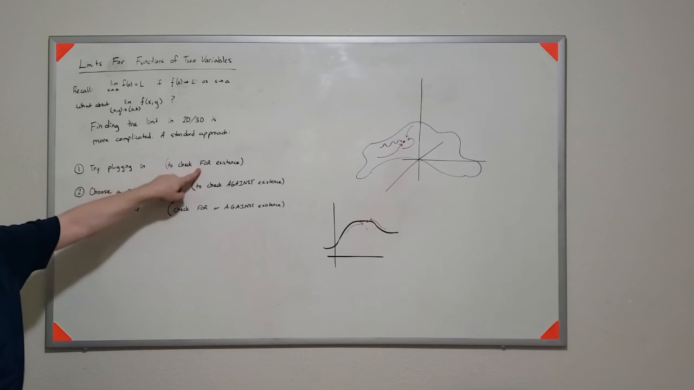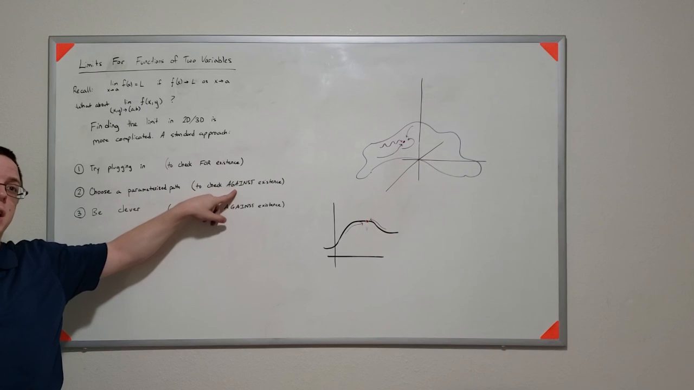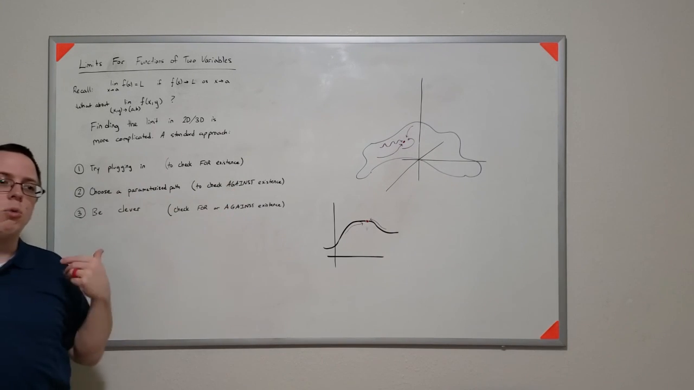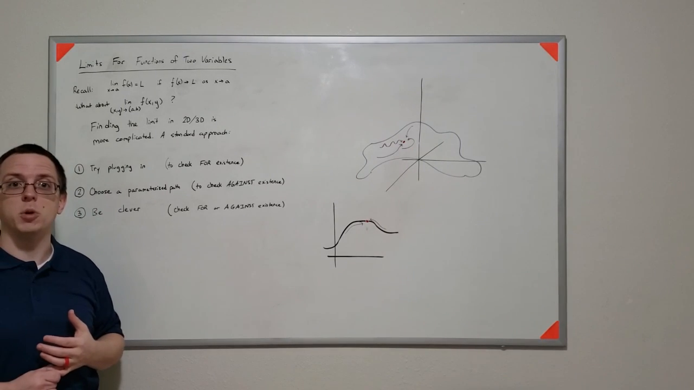Notice that plugging in checks for existence. With parameterized paths, usually you're checking to see if the limit doesn't work in this way. So we'll do some examples and see if we can get a better understanding of how to approach limits in multiple dimensions.